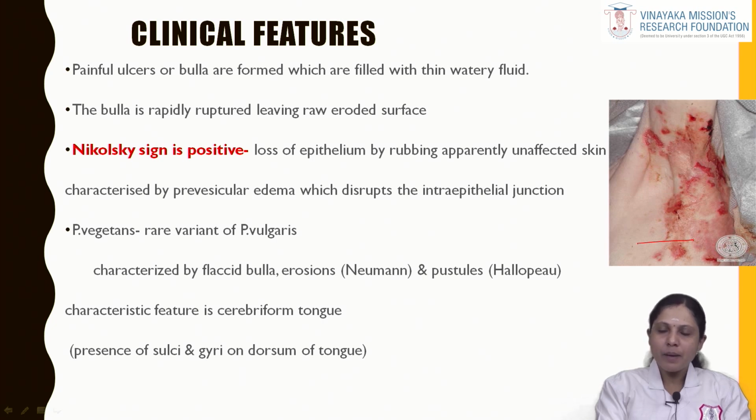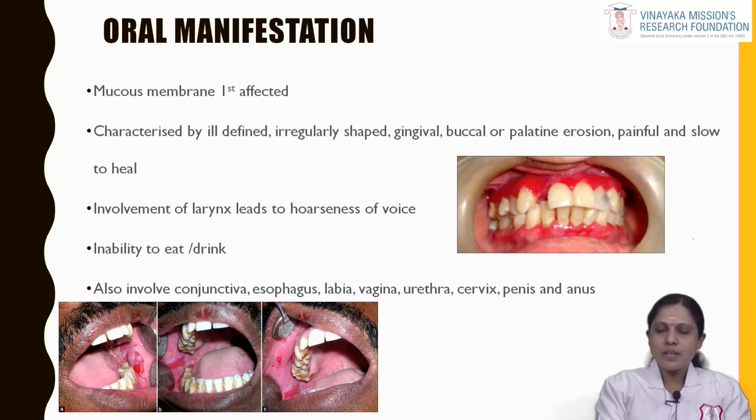It is characterized by the presence of a cerebriform tongue, where the tongue has sulci and gyri on the dorsum. The mucous membrane is first affected, followed by skin. In the mucous membrane, it is characterized by ill-defined, irregularly shaped vesicles or bullae, commonly seen in the gingiva, buccal mucosa or palate, and the painful erosions will be slow to heal.